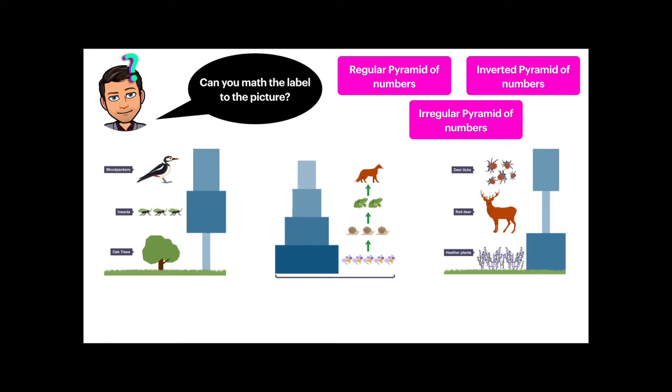Can you match the labels to the picture? So one's a regular pyramid of numbers, one's an inverted pyramid of numbers, and one is an irregular pyramid of numbers. So pause the video, have a shot at doing this, and then press play when you want the answer.